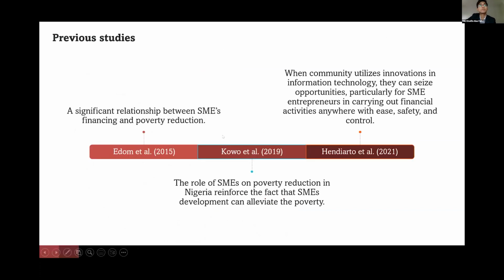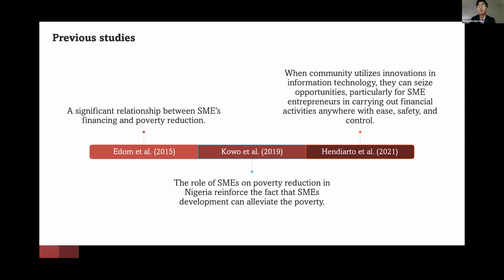All right, I would like to move to previous studies. We tried to review some literature related to our topic. First, Adam et al. 2015 found a significant relationship between small and medium enterprise financing and poverty reduction. And Cow et al. 2019 found that the role of small and medium enterprises in poverty reduction in Nigeria reinforced the fact that SME development can alleviate poverty.